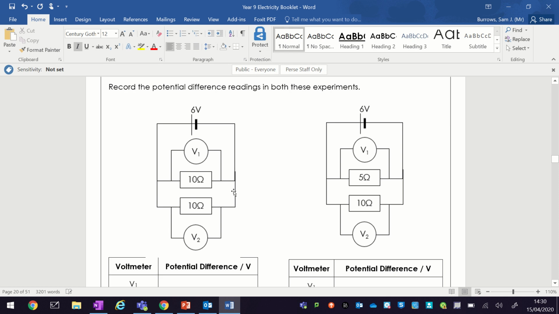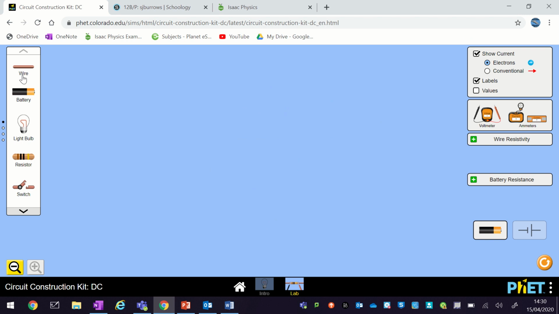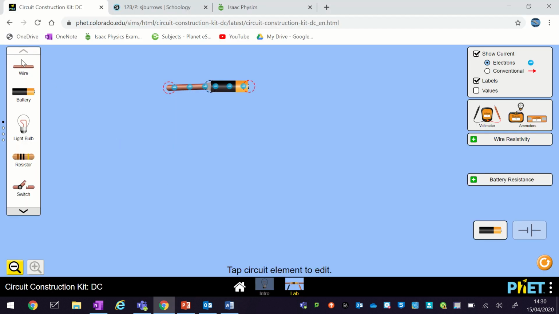Okay, so now we're changing to a parallel type circuit and looking at potential difference. So let's bin that circuit and start again. Let's change that back to 6 volts. Does it want us to record the current? No, it doesn't. So let's just stick some wires in.